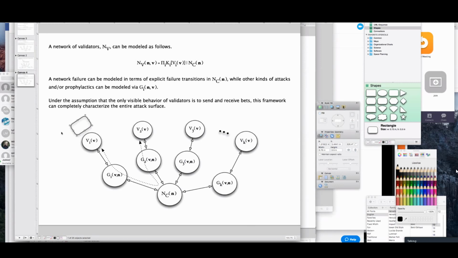The equivocation fault is going to be done in the validator, where the validators have to have a strategy for when they produce bets out of their views, but their views are given by G here.